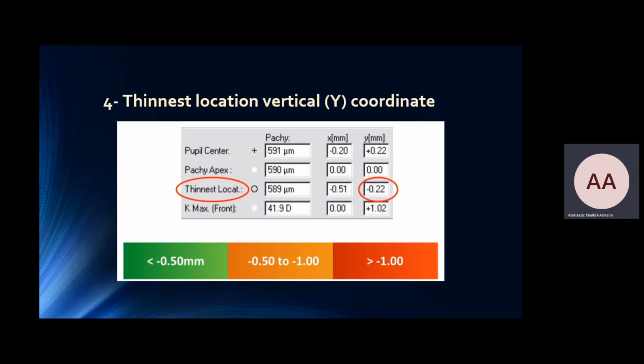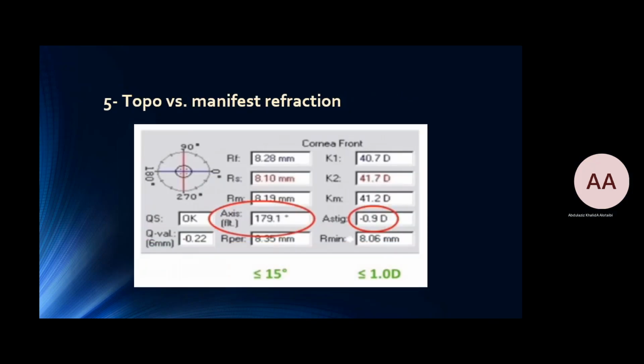To the thinnest location vertical coordinate, as we mentioned, the values are less than -0.5 is normal, -0.5 to -1 is suspicious, and more than -1 is abnormal. We always compare the topographic astigmatism with the manifest refraction. We compare both the amount of astigmatism and the axis. The amount of astigmatism difference should be less than 1 diopter, and the axis difference should be less than 15 degrees.